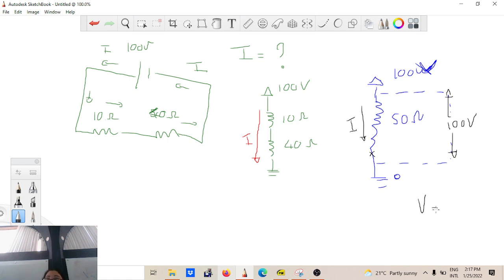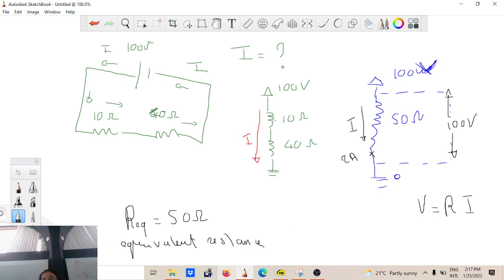Remember, V equals RI. So resistance times current equals voltage. So the current is going to be something times 50 equals 100. 2. Does it make sense? So now we know the current is 2. That, my friend, is called the equivalent resistance. It's called the equivalent resistance because you can replace the two by a single one. It's just a mathematical trick that we use to find the current flowing.